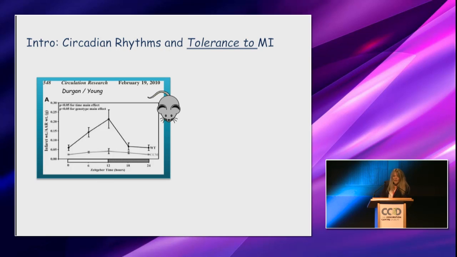Not only do we have rhythms in timing of onset of MI, but we also have rhythms in tolerance to MI. So this is one of my favorite papers from Martin Young's group that came out in Circulation Research in 2010, and this was done in mice. What they've done here is plot infarct weight per area at risk on the y-axis, and again, time of day. They've shown in the wild-type mice that you have this circadian rhythm in tolerance to MI. And also, as you spoke about his mice earlier, if he knocks out the clock just in the cardiomyocytes, it entirely ablates this effect, showing that it's driven by the circadian clock mechanism.